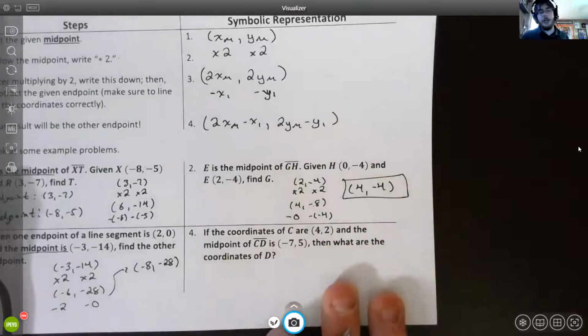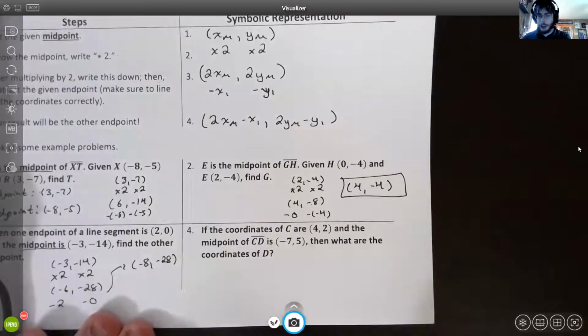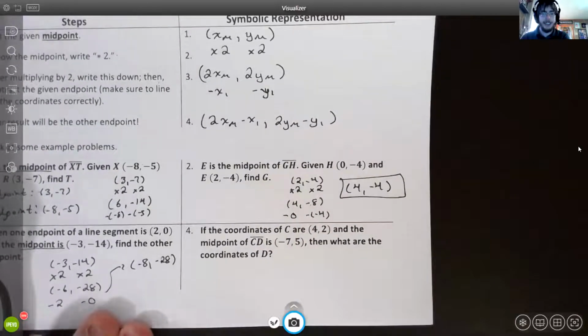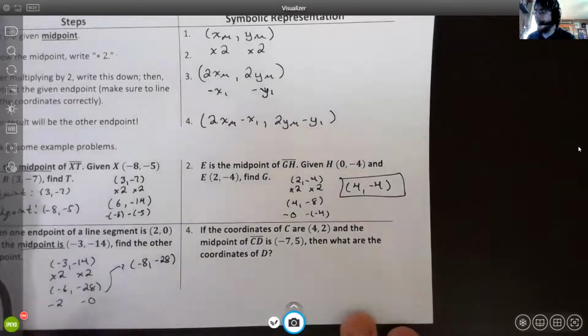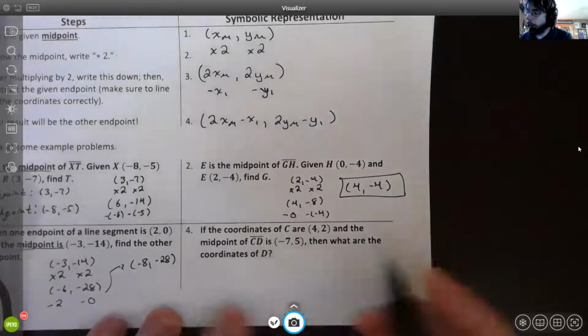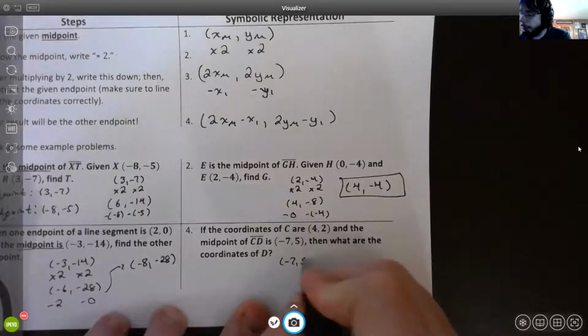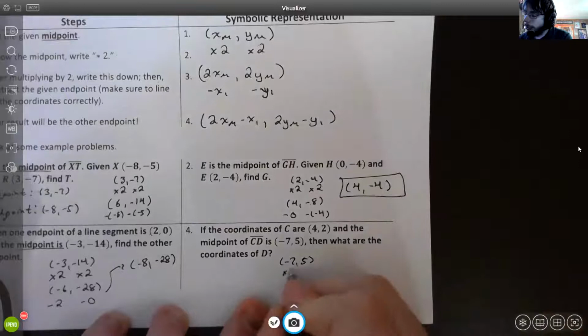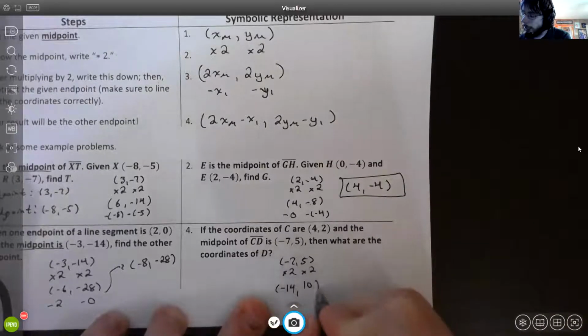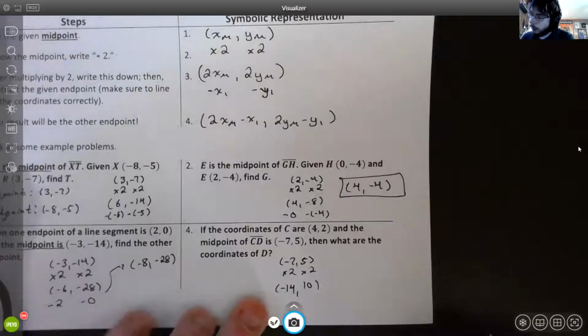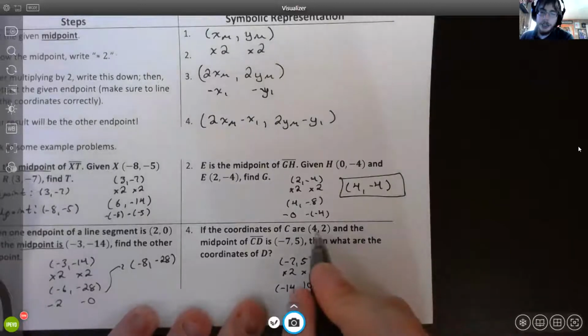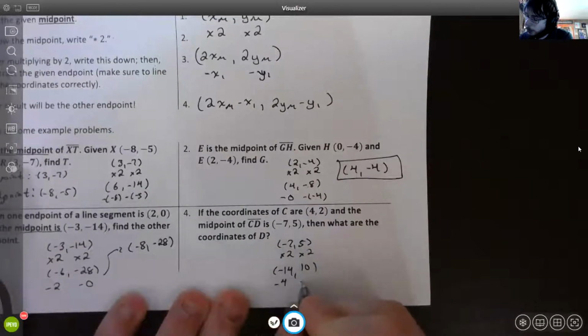And number 4, if the coordinates of C are (4, 2), and the midpoint of CD is (-7, 5), then what are the coordinates of D? So we list our midpoint, which is (-7, 5), multiply by 2, and we get (-14, 10). And then we subtract our endpoint. So we're going to subtract 4 and subtract 2.